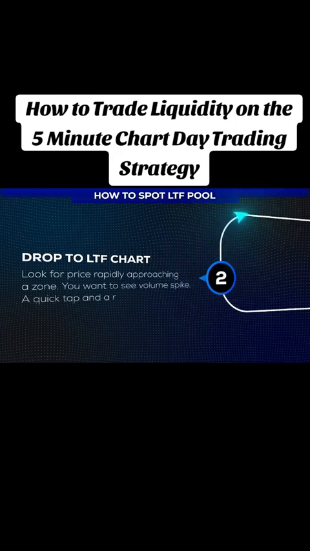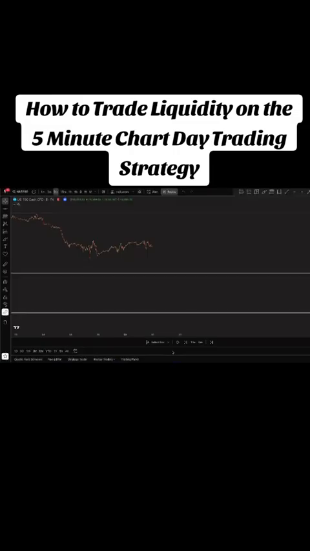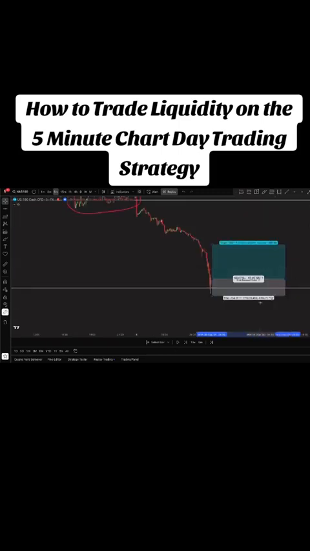You want to see volume spike, a quick tap, and a rejection. Now that we have the chart on the 5-minute time frame, you are simply waiting for one of these levels to be hit, and then you're looking for that rejection wick. And because you waited for that zone to get hit and looked for that rejection there, you can get into your scalping trade and get a 1 to 2 risk to reward setup.